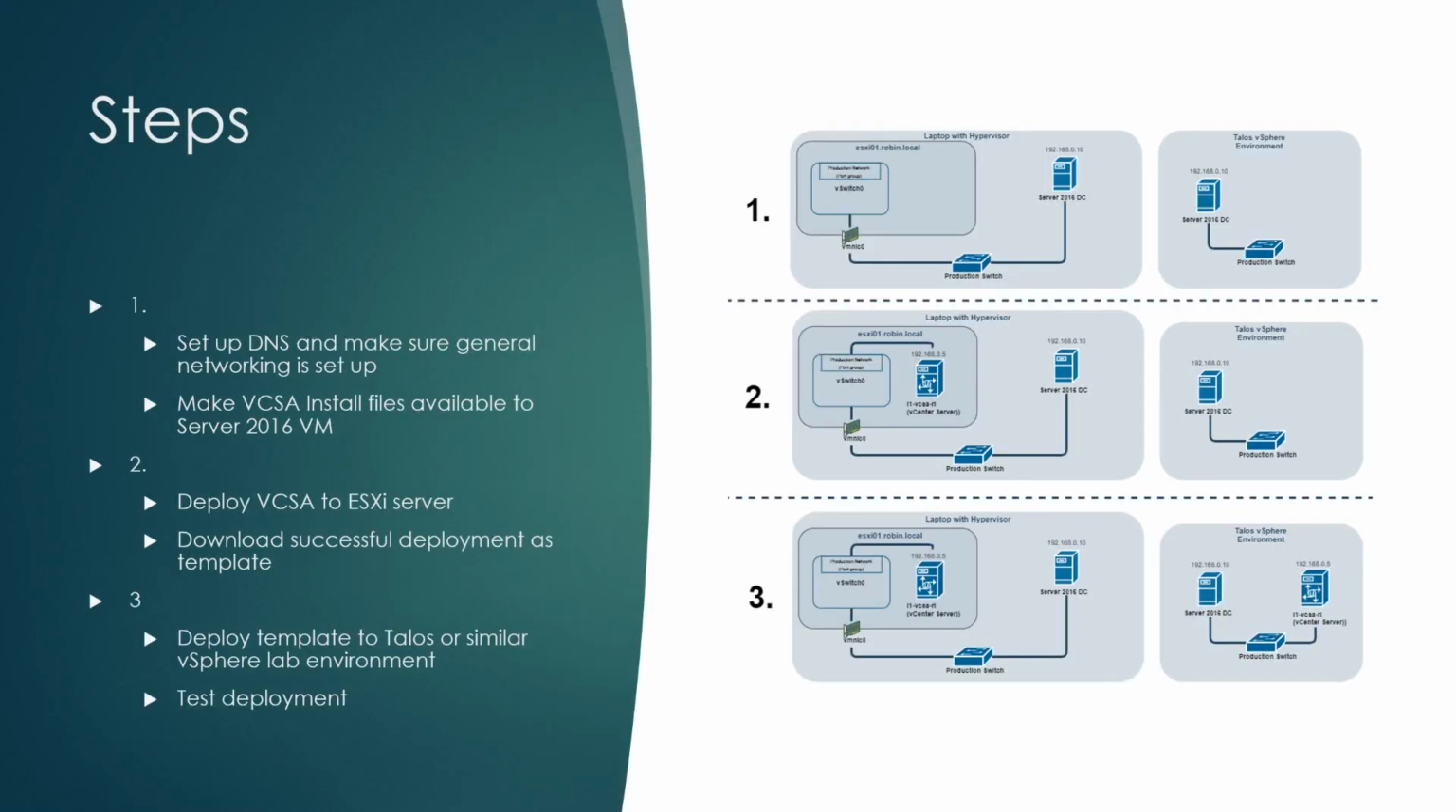Once you have the prerequisites set up, we'll start following these steps. First of all, we're going to make sure DNS is all working, and then we're going to make sure that the VCSA install files are available to the Server 2016 DC on the laptop. Then we're going to deploy VCSA to the ESXi server on the laptop, and then we're going to download the deployment as a template. Once we have that downloaded, we're then going to deploy that template to the Talos environment. And then we're going to check that our deployment is working correctly.